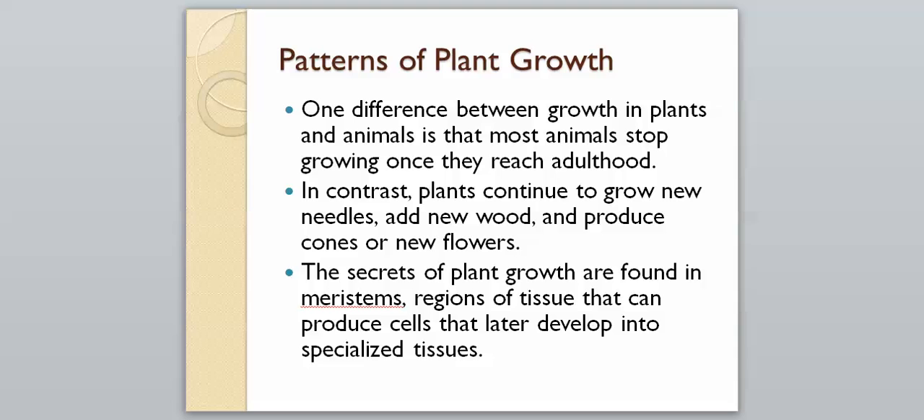And the secrets, the reason why plants can grow like this, are found in meristems, which are regions of tissue that can produce cells that later develop into specialized tissues. So that's our meristematic tissue that we talked about. That's undifferentiated, doesn't have a specific job, and that kind of is significant only to plants because it helps them grow in any way they really need to. So that is another big pattern of plant growth.